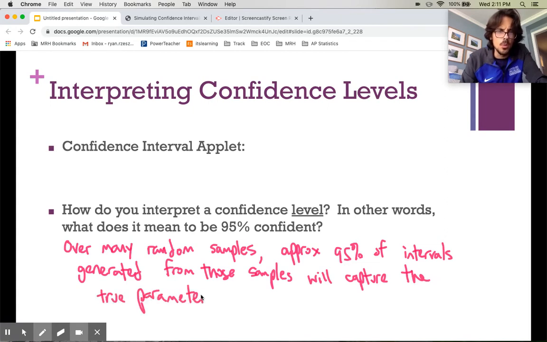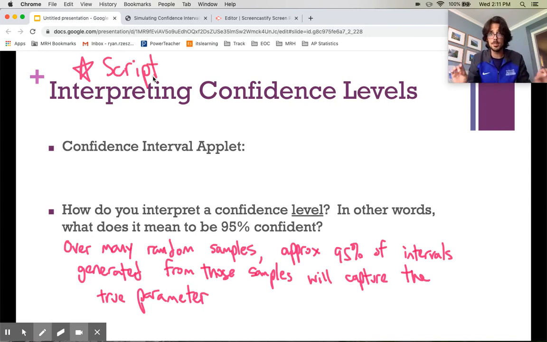Sometimes I word it the other way. Like I might say something to the effect of, if we take many samples and generate many confidence intervals, approximately 95% of them will capture the true parameter. This is going to be another script. This is for a confidence level, where the last one was for a confidence interval, and you'll be expected to be able to handle both of those situations. The idea is if you make lots of intervals, about X% of them will capture the right answer.